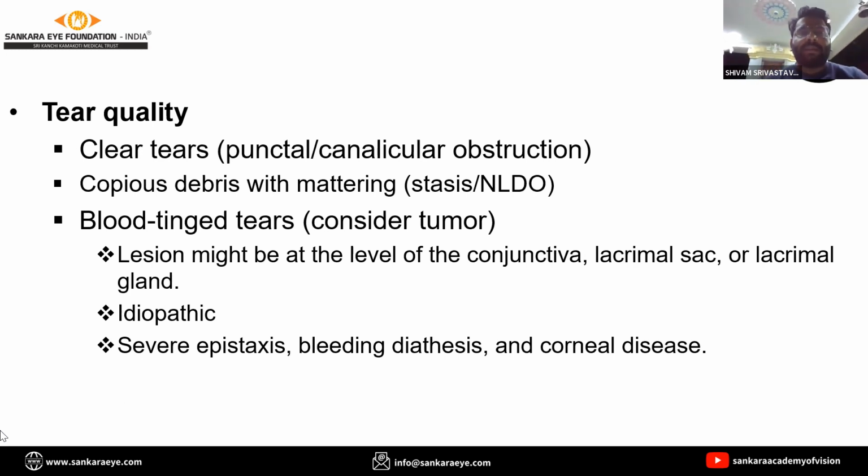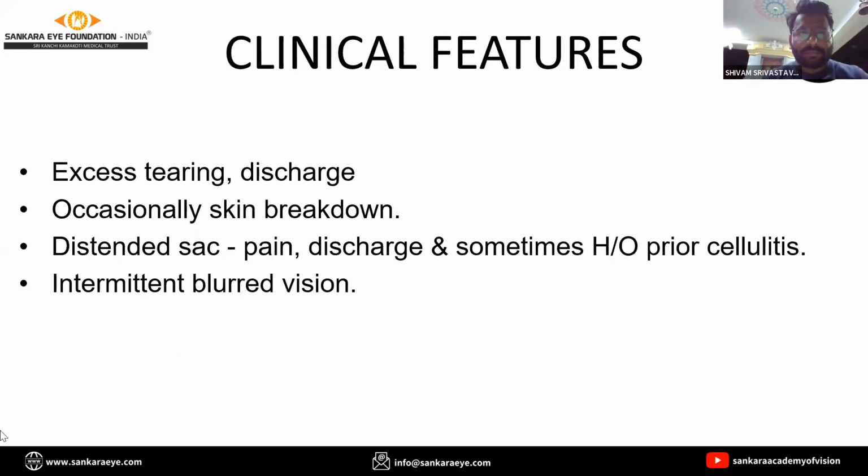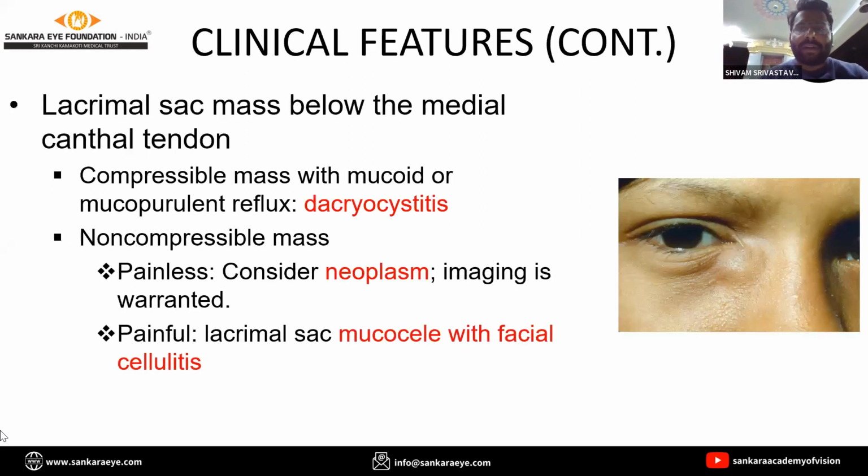The lesion can be at any level, be it at the conjunctiva, the sac, or the gland. It can be idiopathic and may be associated with severe epistaxis, bleeding diathesis, and corneal diseases. The clinical features are excessive tearing and discharge. Occasionally, skin excoriation may be present. If the sac is distended, there is pain and discharge, and the patient might present with some history of prior cellulitis. Intermittent blurred vision may be present.